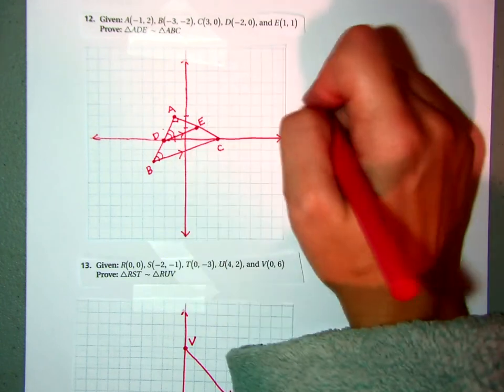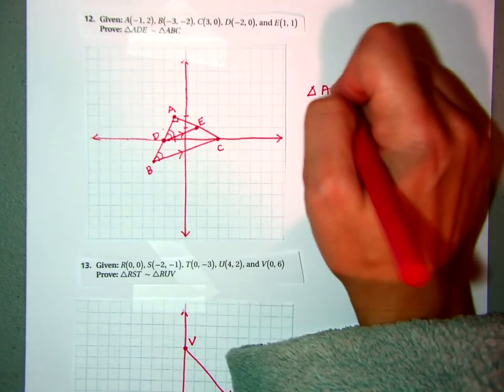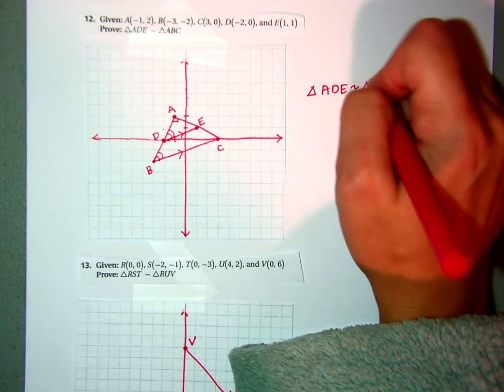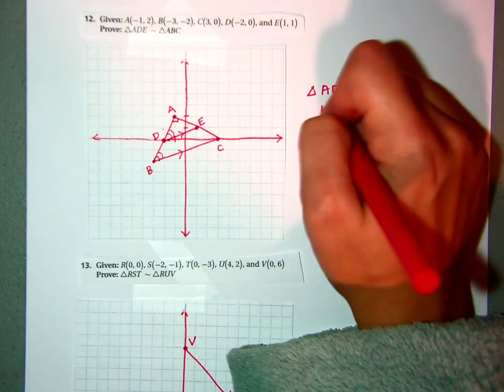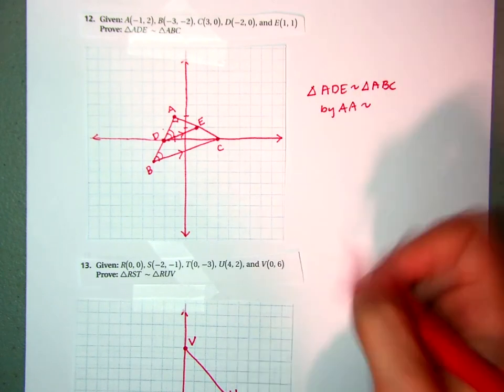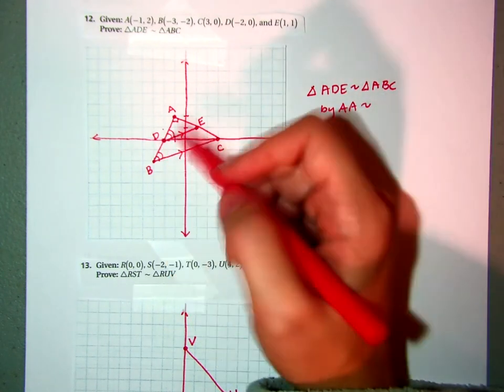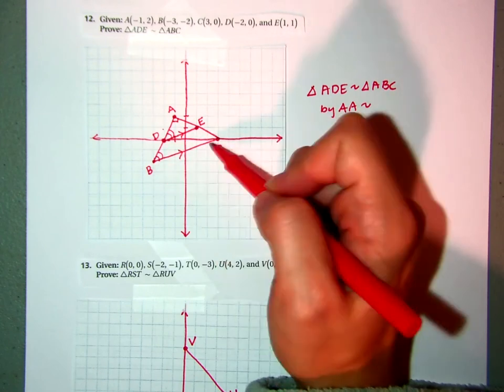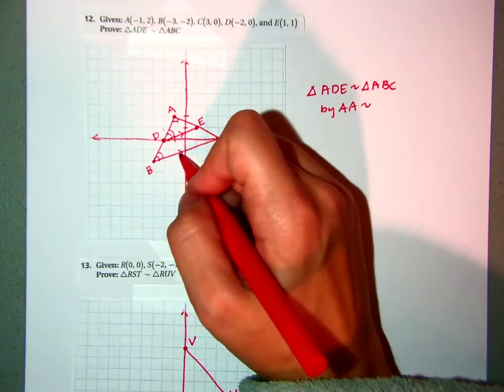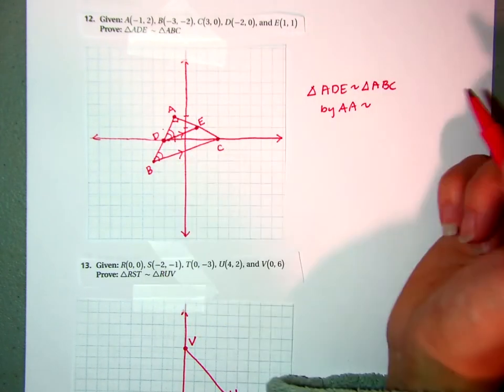So now we could say that triangle ADE is similar to triangle ABC by AA similarity. And that would be, again, because our slopes here, since they're the same, the slopes gave us parallel lines, and parallel lines gave us congruent corresponding angles.